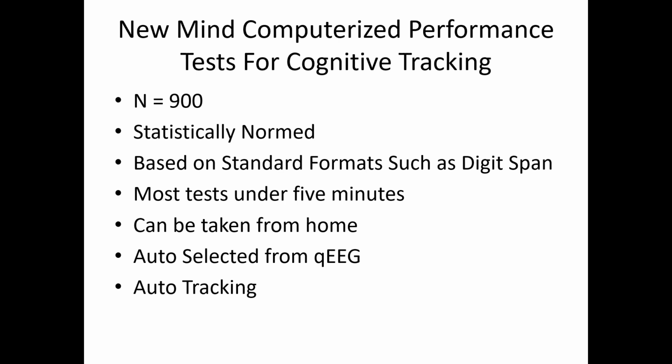They're from the New Mind database. There's an N of 900 that we used, and so we statistically normed it. We had people who were relatively normal, though most of the people were clinical, and then we had the test norms. What you have to understand is we didn't make these tests up. They are in the public domain. They're so old, they're in the public domain.